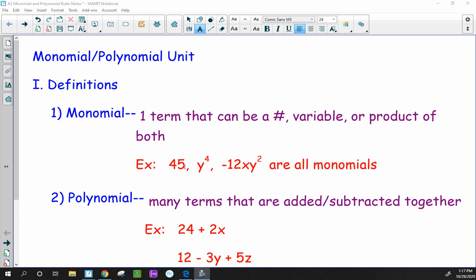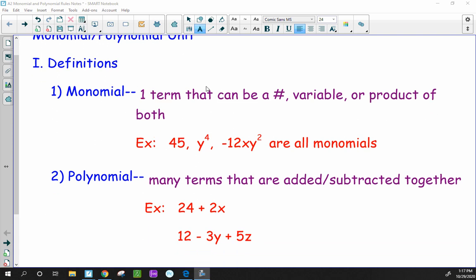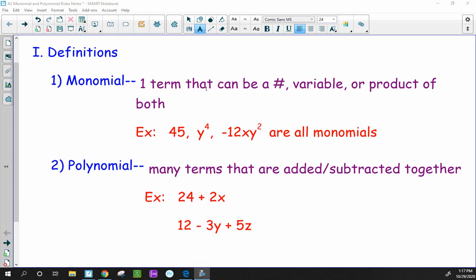Algebra 2. Today we're going to begin Unit 2, looking at monomials and polynomials. This is a unit that you had some experience with in Algebra 1. The first part is just on definitions, some vocabulary words that we have to know.